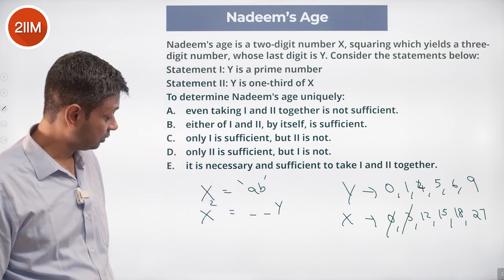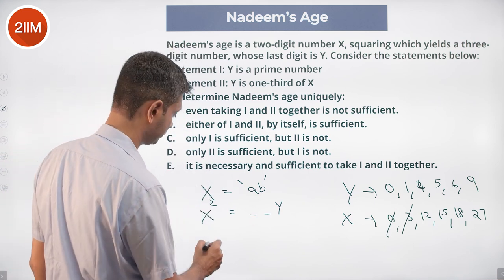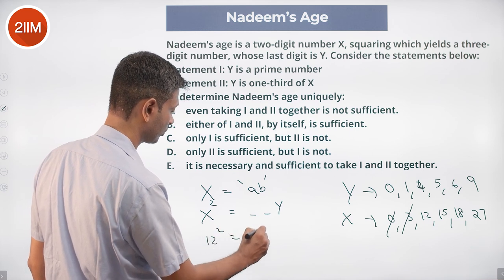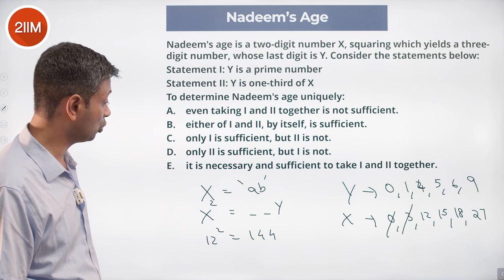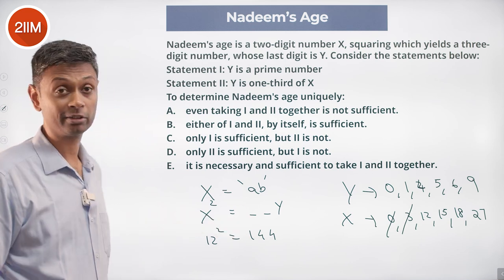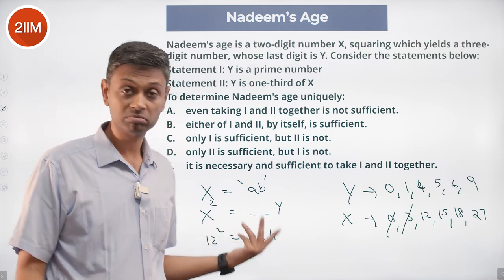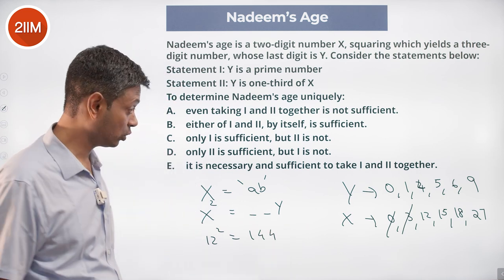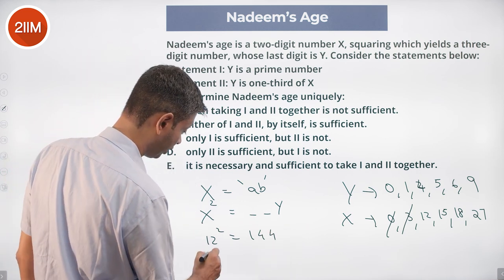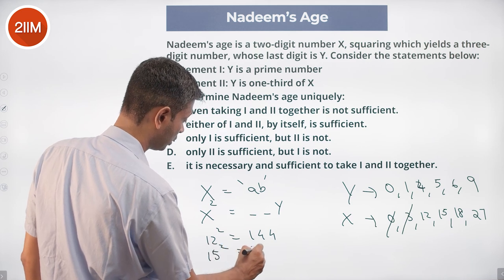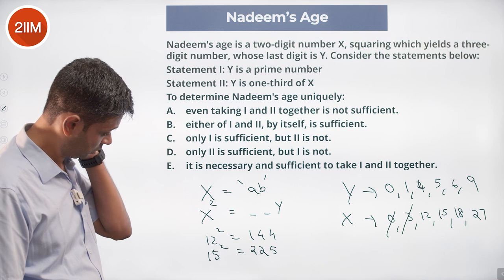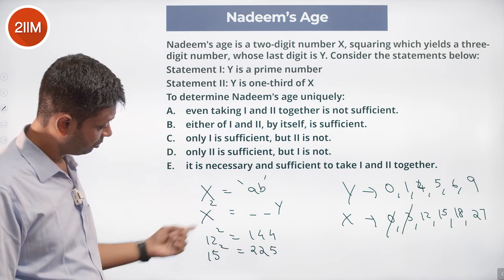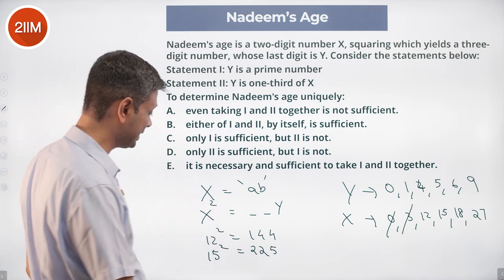X is 12. What is 12 square? It is 144. Y is 1/3 of X. Yeah, that seems well. 12 by 3 is 4. Yeah, that could work. X could be 15. 15 square is 225. That could work. Yeah, 15 by 3 is 5. That works.